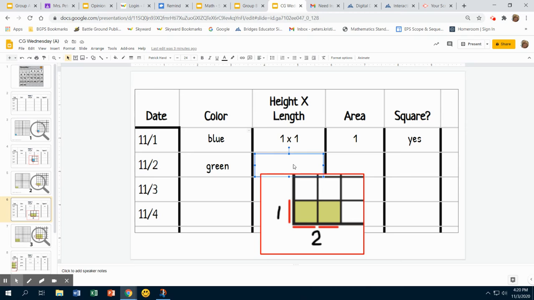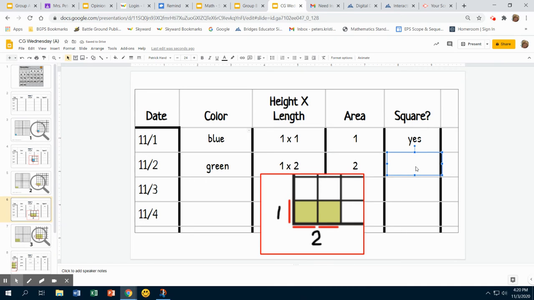So I already put in that it is green. Now we're going to record, remember, the height first. The height was one unit, a multiplication sign, and the length was two units. It was one high and two going across. So we could count those units. We could also know that one row of two is two. So the area of that figure is two.